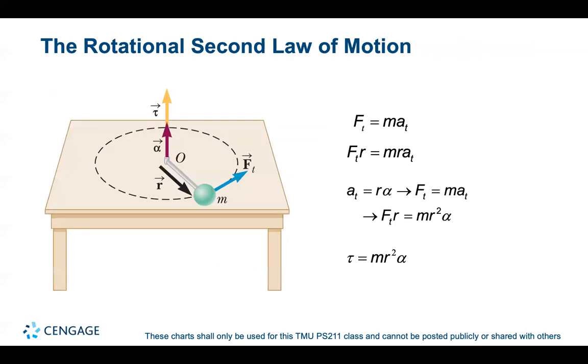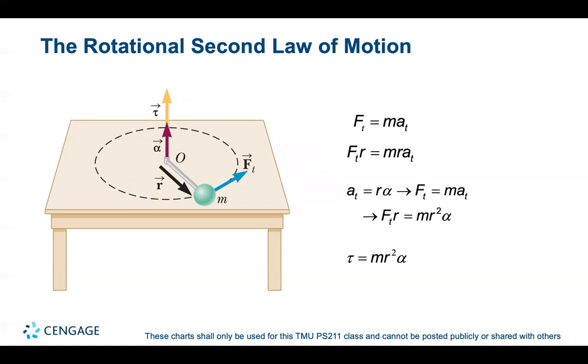So let's talk about the rotational second law of motion. So an object of mass m attached to a light rod of length r moves in a circular path on a frictionless horizontal surface while a tangential force F sub t acts on it. The acceleration and torque vectors are perpendicular to both the radial and the force vectors. When a rigid object is subject to torque, it undergoes an angular acceleration that is directly proportional to the net torque. This is analogous to Newton's second law.